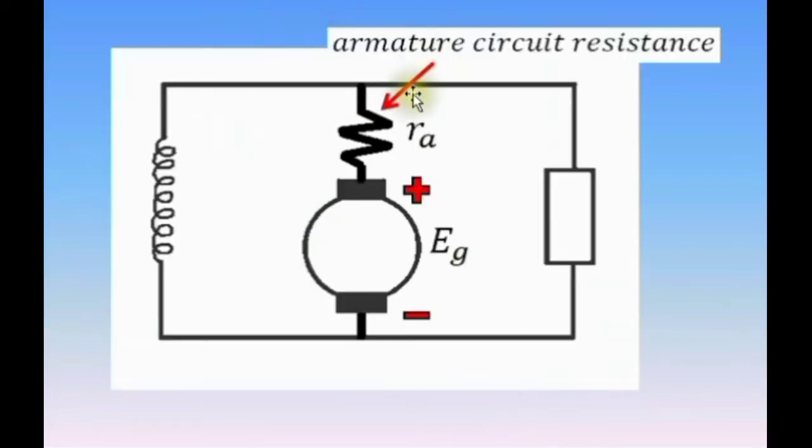We have here the armature circuit resistance. In the actual machine, this resistance is in the armature, not on the outside. It's not even after the brushes. But to simplify our analysis, this resistance is taken out.